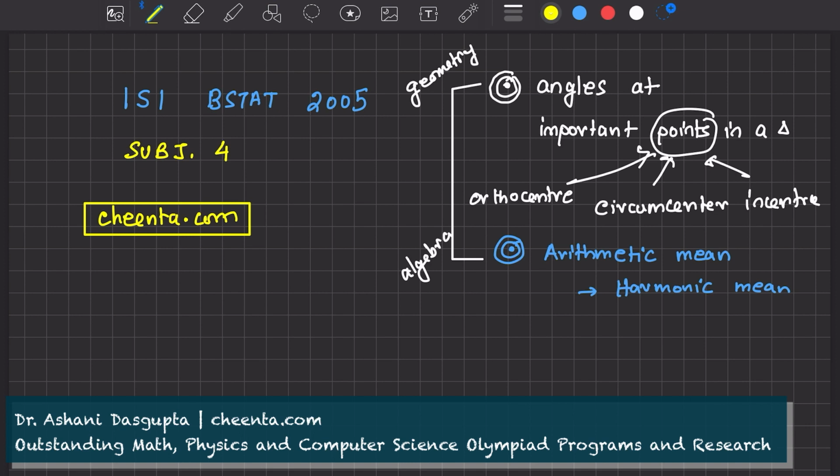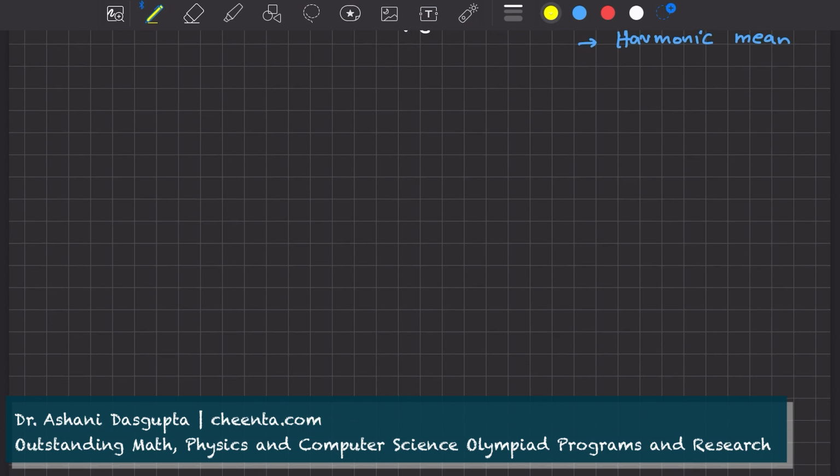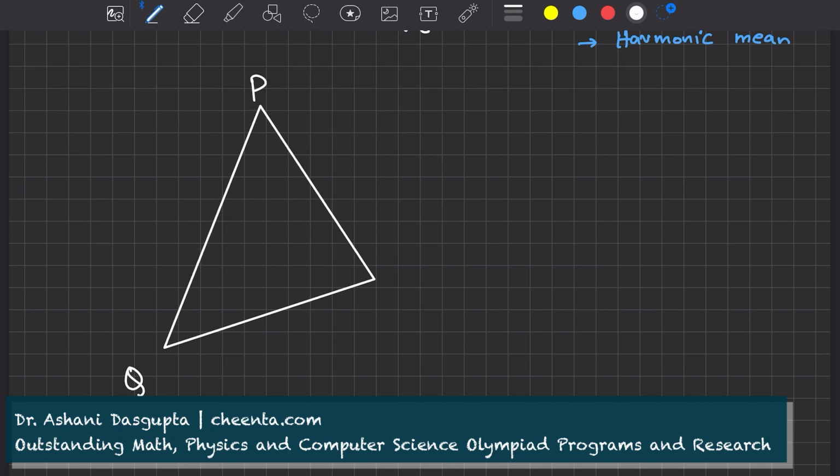So I'll tell you what the problem is. But first, let's learn these two things. Let's fulfill these two learning objectives. Let's draw a triangle PQR, like this, an acute angle triangle, PQR.